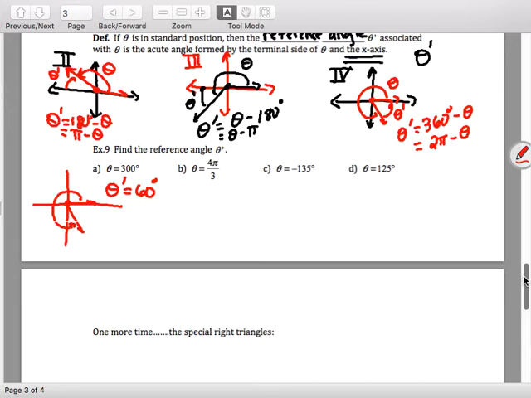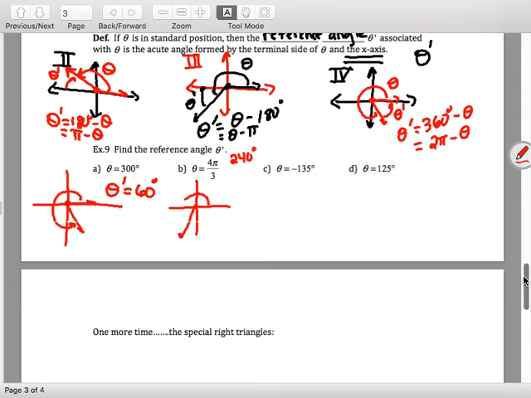So letter A, theta prime, if I rotate 300, I just ask myself, how much further do I need to go to the x-axis? It's 60 degrees. In letter B, 4 pi over 3, this is where understanding things on the unit circle comes in. Pi over 3 is 60, so 4 times 60 is 240.